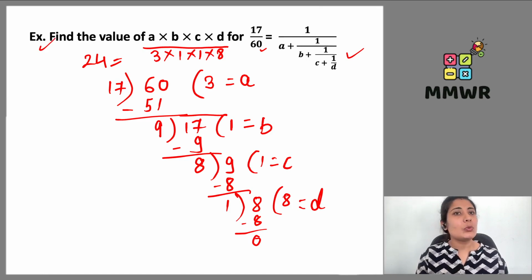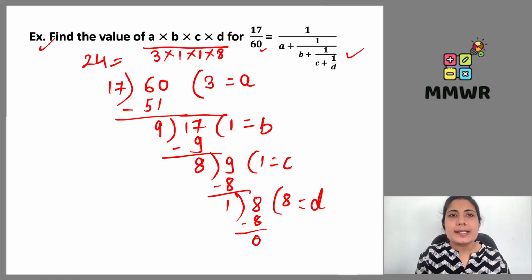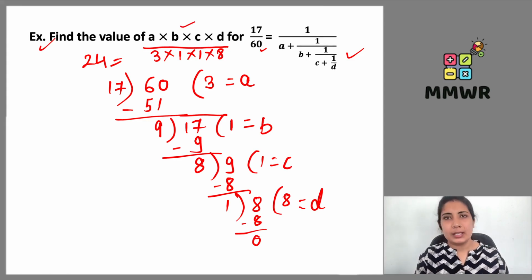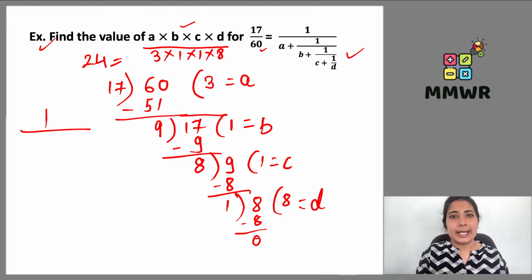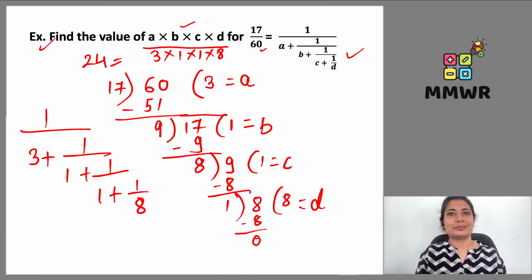I hope it's easy to convert any given fraction into a continued fraction. If they do not ask us to get the value of ABCD, we do not have to calculate it, we only have to write this 17 upon 60 as a continued fraction. So we'll write it as 1 upon A value is 3 plus 1 upon B value is 1 plus 1 upon C value is 1 and 1 upon 8. Like this, it will be done.